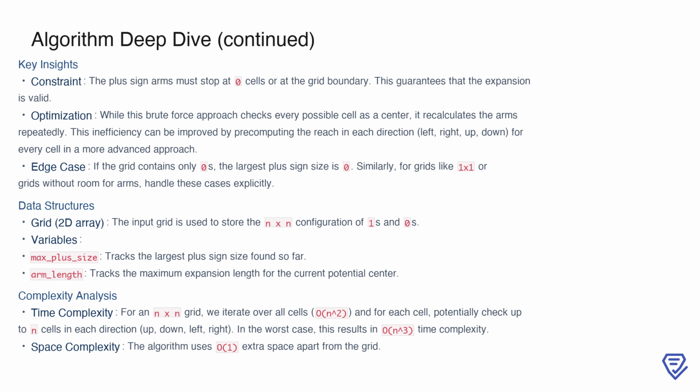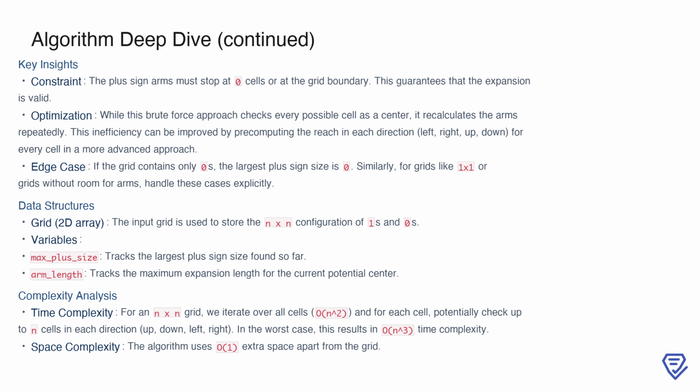First, the arms of the plus sign must stop at cells containing 0 or at the grid's boundary, ensuring that the plus sign remains valid. However, this brute force method recalculates the arm lengths for every cell, which is inefficient. This inefficiency can be addressed in optimized approaches by pre-computing the maximum reach in each direction: up, down, left, and right for all cells. Additionally, we need to handle edge cases carefully.